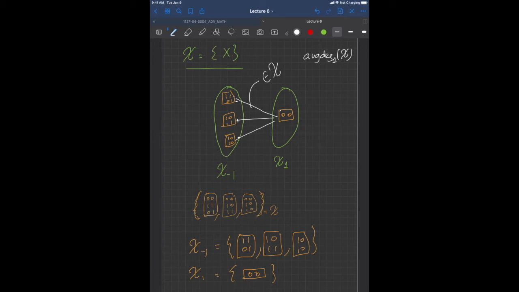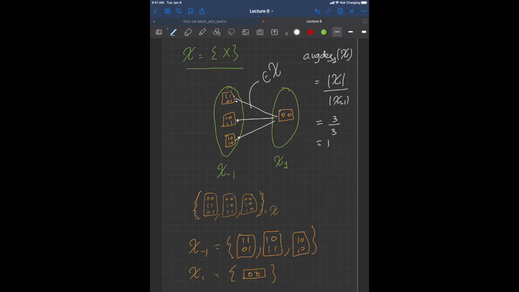But if you go by the definition, how many edges are there? So this should be cardinality of E divided by cardinality of X, right? So how many edges are there? There are 3 edges. And how many vertices are there on the left? 3. So this is 1.